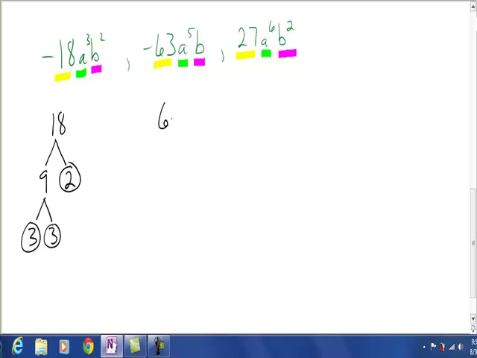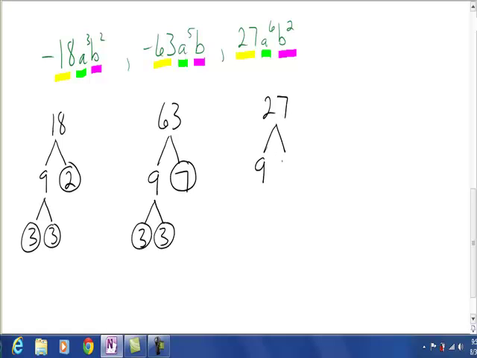Let's do 63. Really, you could do 21 times 3. I doubt any of you would have thought of that right away. You probably look at 63 and you see 9 times 7. That's most likely what you see. Well, there's a 7. That's a prime number. And again, we have this 9 that breaks down into 3 times 3. Okay, last we have 27. Pretty quick. Again, instead of 9 times 2, it's 9 times 3.